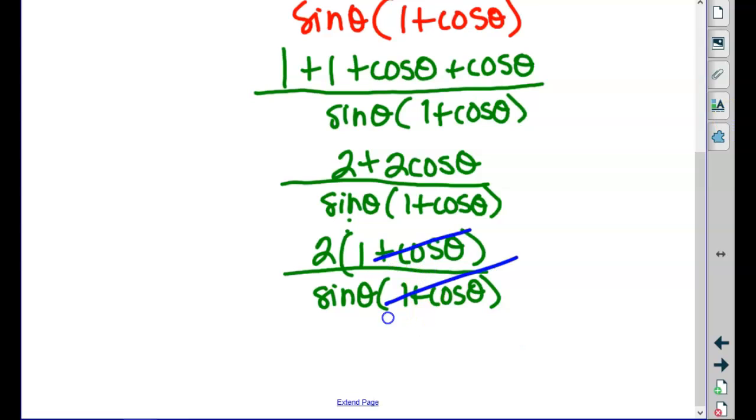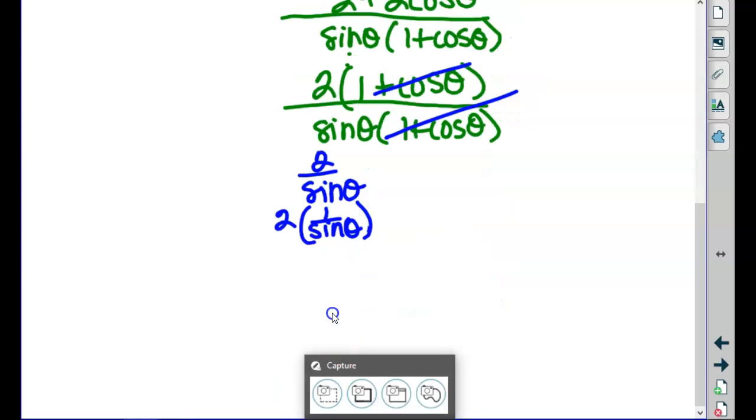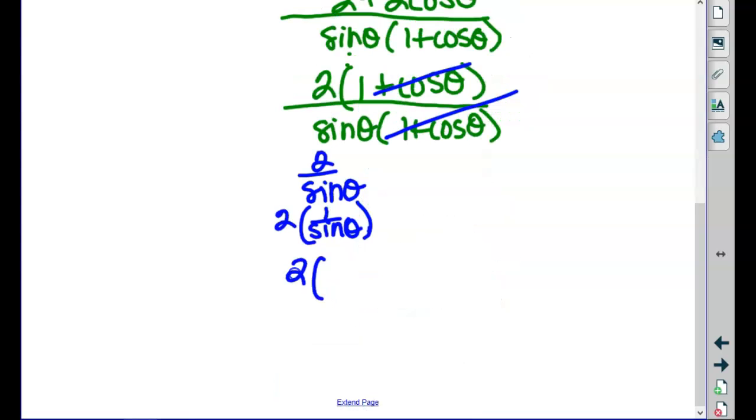1 plus cosine over 1 plus cosine is 1, so we get 2 over sine, or 2 times the quantity 1 over sine, which would be 2 cosecant. Is that what we were supposed to get? I don't know, it was so long ago, I can't even find it.